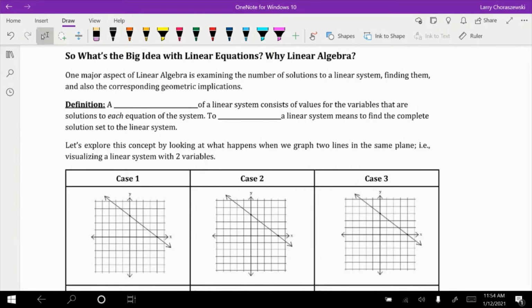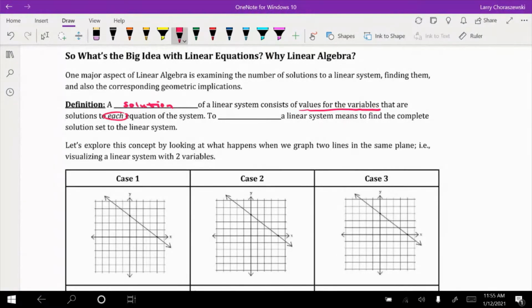So it says here, one major aspect of linear algebra is examining the number of solutions to a linear system, as well as the techniques and processes for finding them, and also their implications, a lot of the times geometric implications, and there are going to be some theoretical ones as well. So it probably is a good idea to define what a solution is. First of all, a solution of a linear system consists of values for the variables that are solutions to each equation. And that's key there.